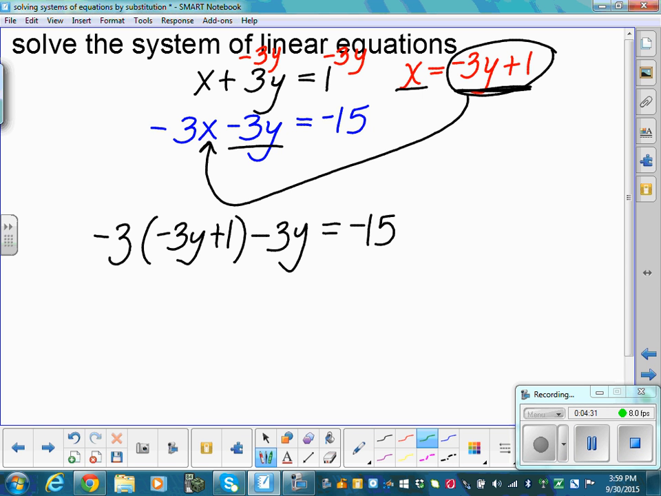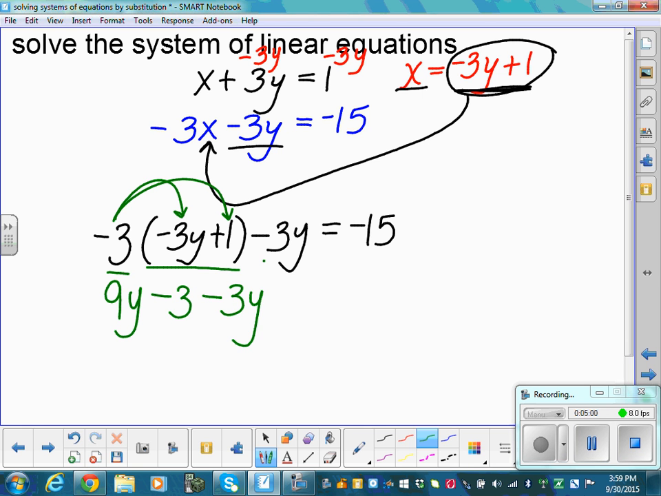Now we'll go through and distribute and then solve for our variable. Looking at this, I have negative 3 times all that stuff, so I need to distribute it in. Negative 3 times negative 3y is positive 9y. Then I have negative 3 times positive 1, which is negative 3. And then I still have my minus 3y from right there, which is equal to negative 15.